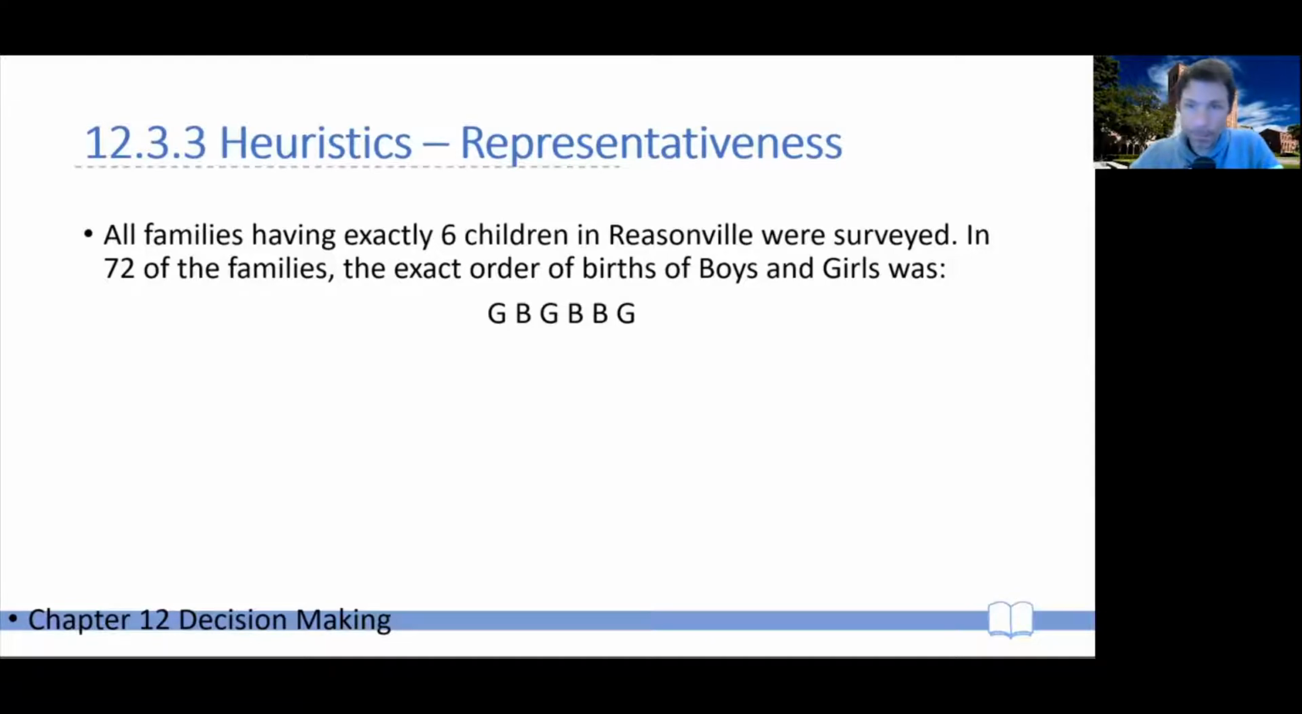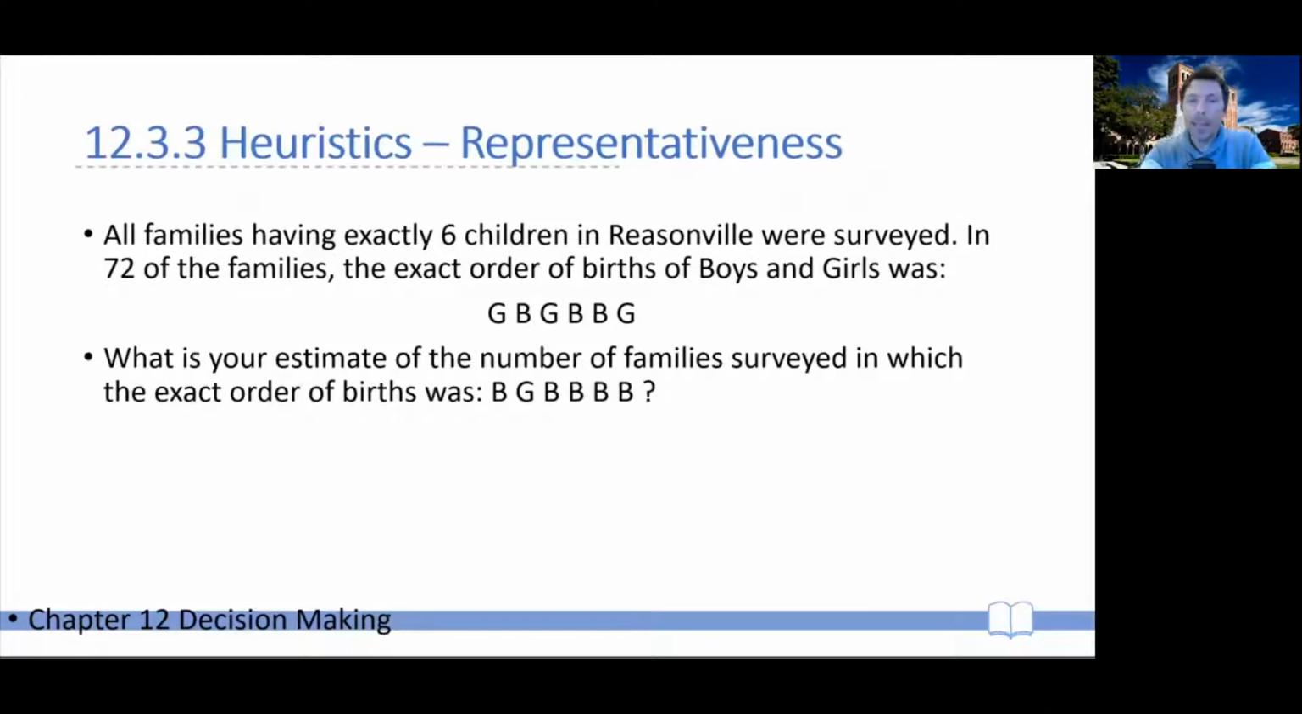Let me ask you the following. What is your estimate of how many families that were surveyed would have this other order? Boy, girl, boy, boy, boy, boy. And to make this easy, let me just give you 3 broad alternatives. Do you think it's going to be more than 72? Exactly 72? Less than 72? Which one would you pick? As usual, pause if you don't want to hear this.